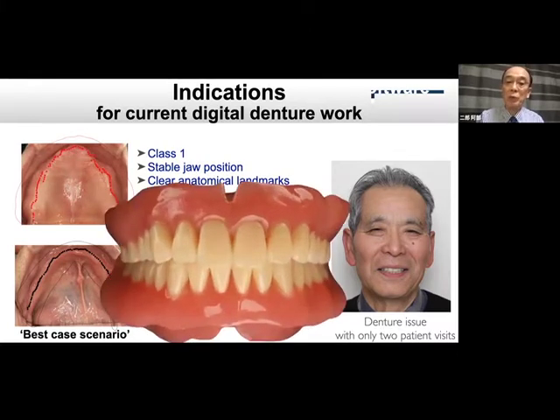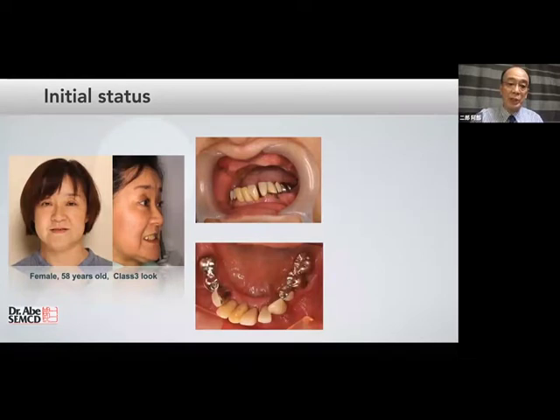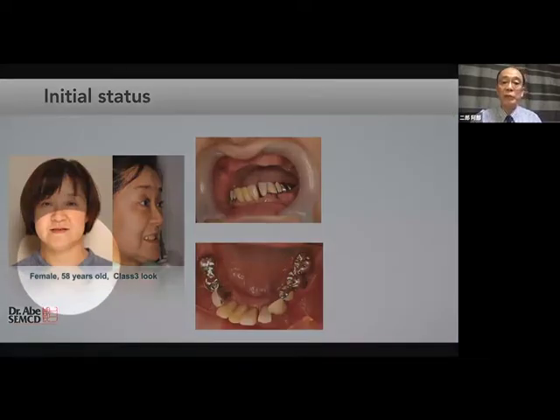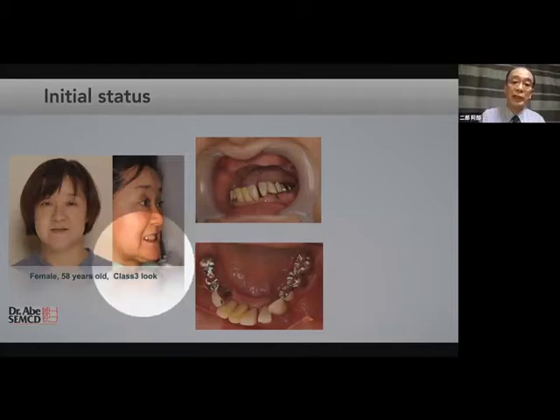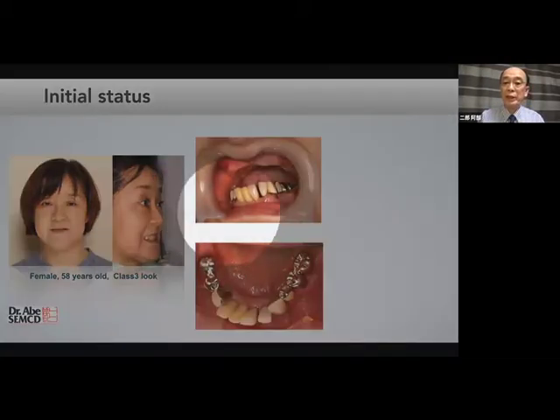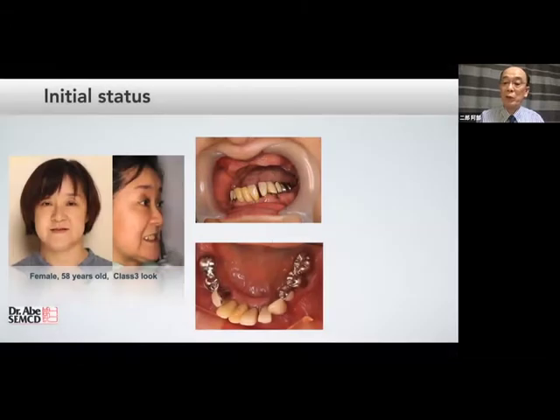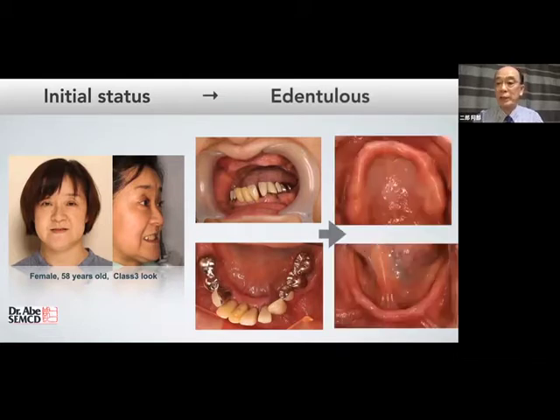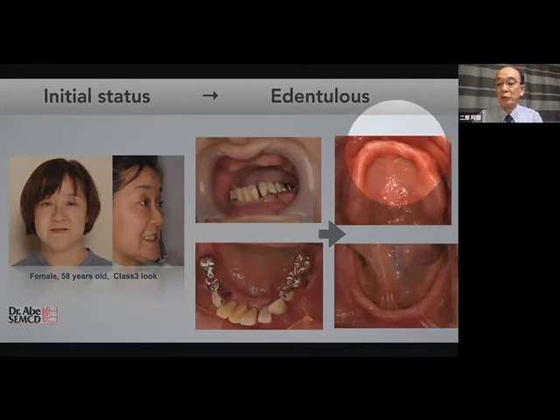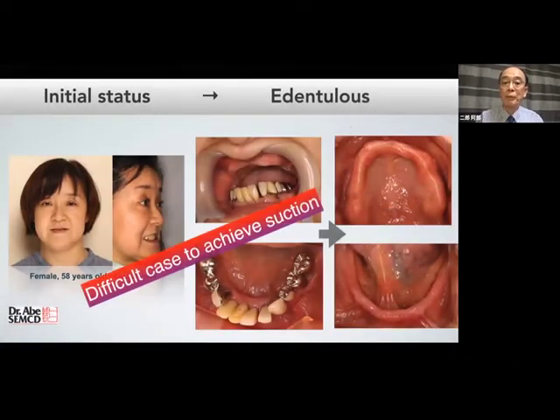But we sometimes encounter difficult patients to achieve mandibular suction. I'd like to introduce my patient, a 58-year-old female, and she has class three. As you can see, the lower remaining anterior teeth pushed up the upper ridge. After all of her teeth were extracted, she became full denture, but with flabby tissue in the upper maxilla. It's a very difficult case because she requested a class one look, even though she had a class three look at present.